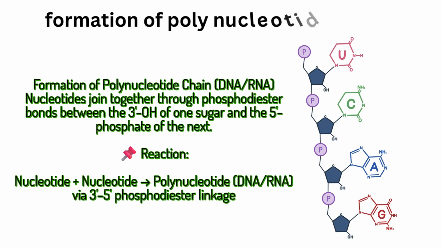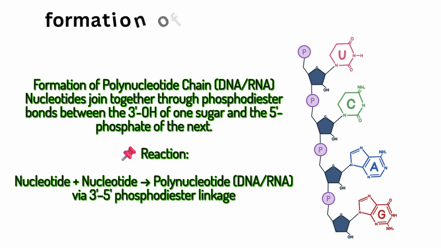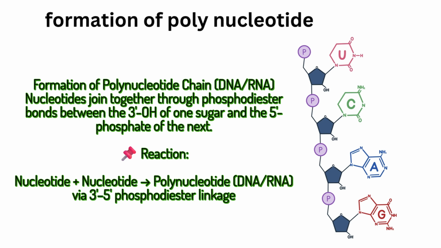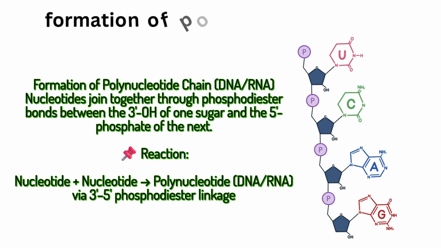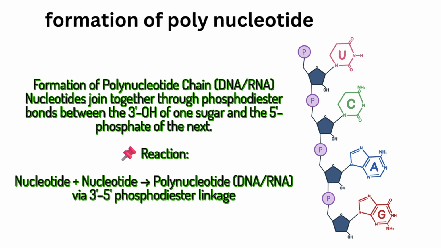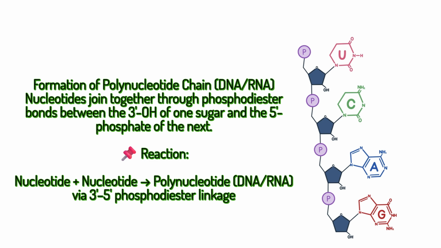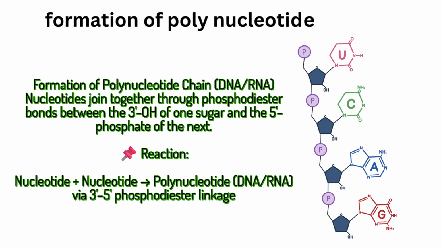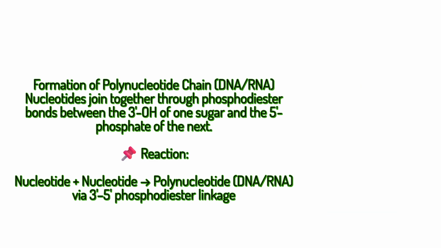Formation of polynucleotide chain, DNA/RNA. Nucleotides join together through phosphodiester bonds between the 3' OH of one sugar and the 5' phosphate of the next. Reaction: nucleotide plus nucleotide gives polynucleotide, DNA/RNA, via 3'-5' phosphodiester linkage.